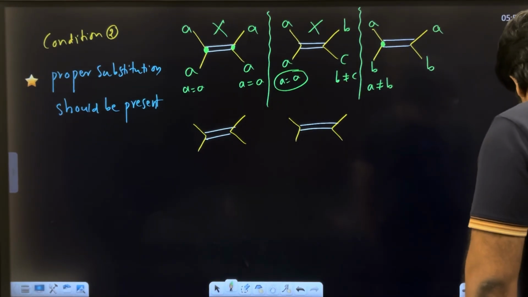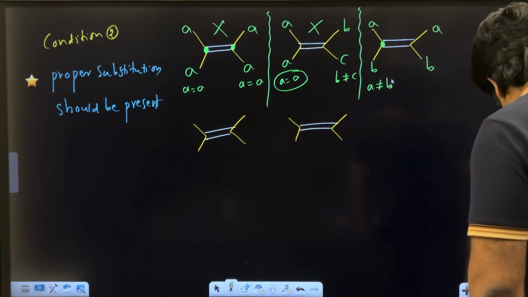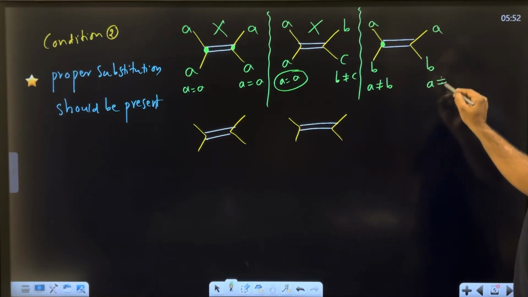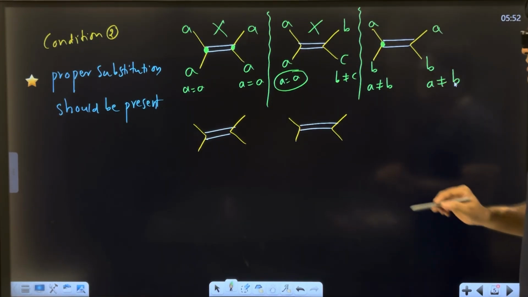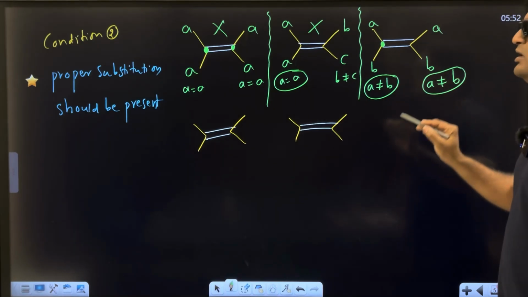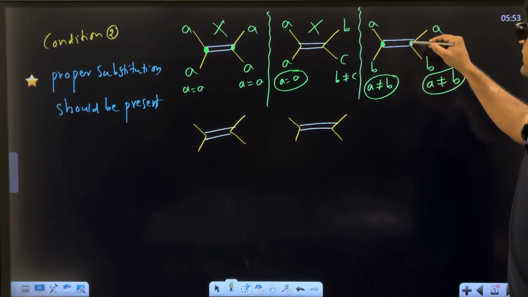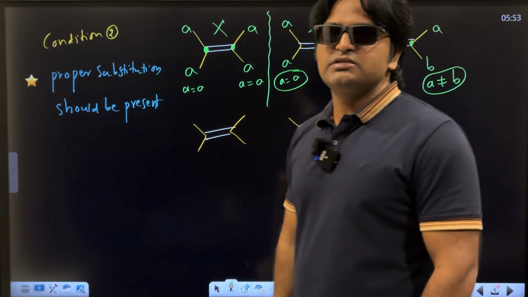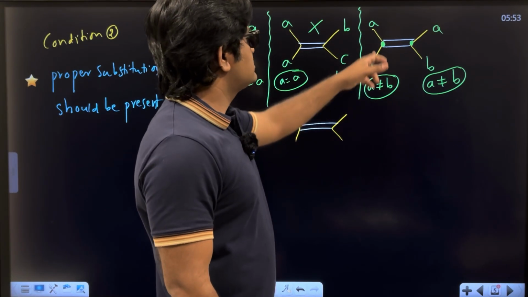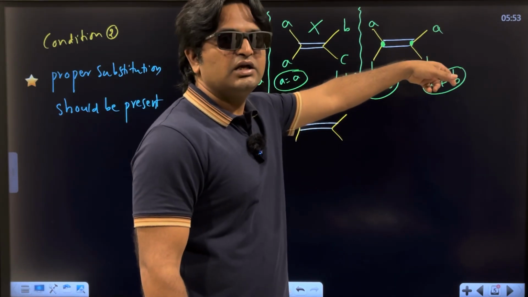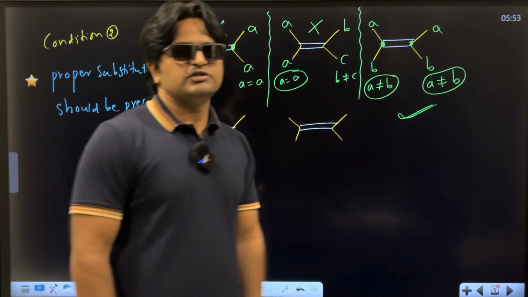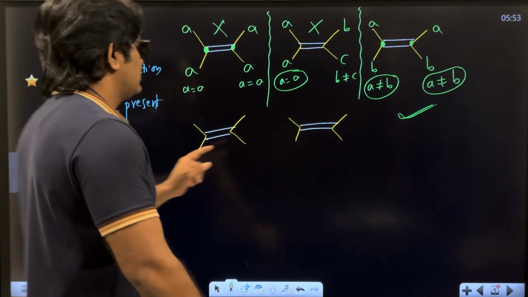And come to the next one. Here on the right side sp2 carbon atom, A is not equal to B. So once groups are not the same, A is not equal to B, here also A is not equal to B. On the individual sp2 carbon atoms, the groups are not equal, they are different, they are not identical. A is not equal to B. Here A is not equal to B. Yes, this molecule can show geometrical isomerism. That is the condition.